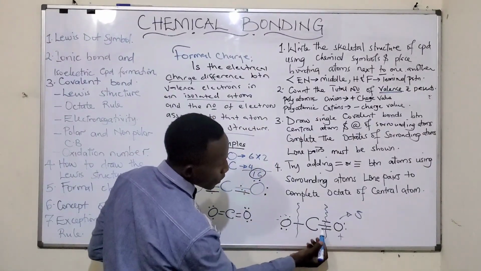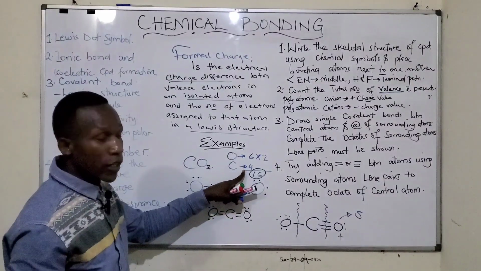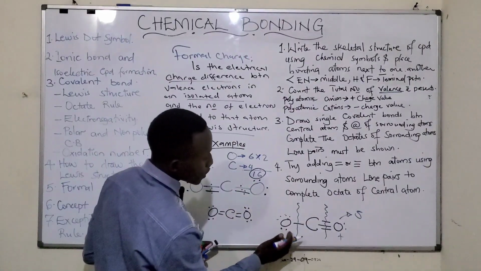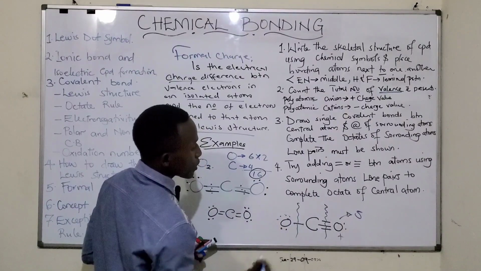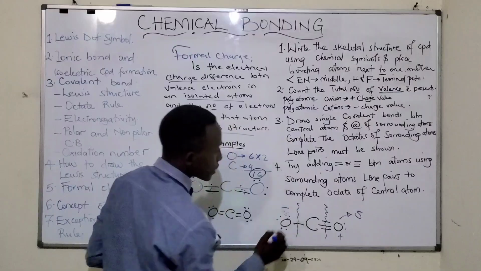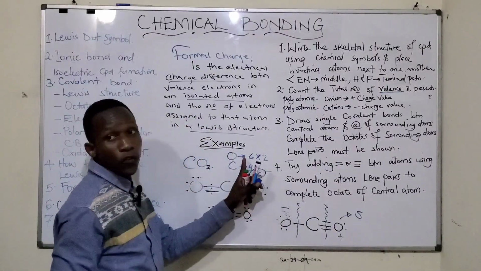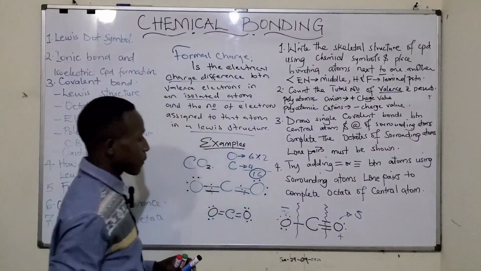Then this carbon is having 1, 2, 3, 4. It's the same. Carbon is having 4 electrons. Then this oxygen is having 1, 2, 3, 4, 5, 6, 7. So it is minus, meaning that it gained the charge. It is having 7 instead of 6. So this one is plus, this is minus.